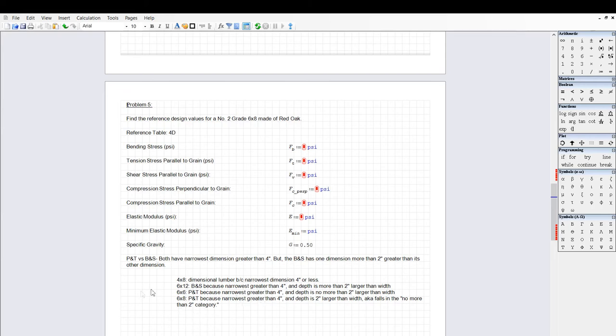If I wanted to be really fancy, I could construct this in SMath to do a bit of logic, but I think this video is going to be long enough. Okay, hopefully that makes sense. So we now know which of these it is. Let's look up these values. We know it's a post and timber because the depth is only 2 inches greater than the width. If it was even a little bit more, it would be a beam and stringer. But because it's not, it isn't.